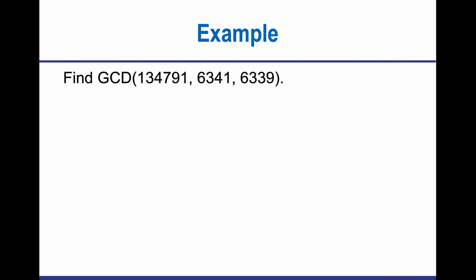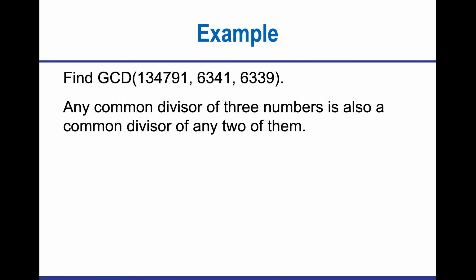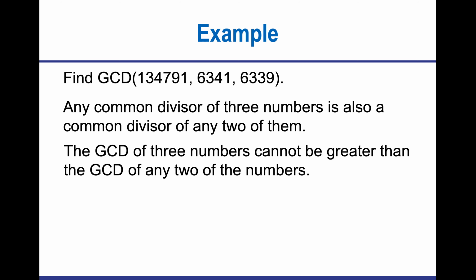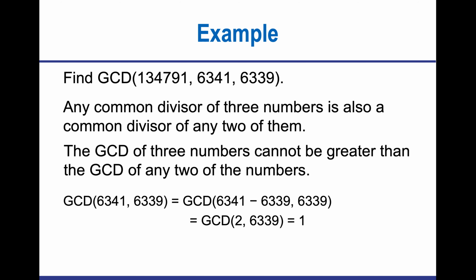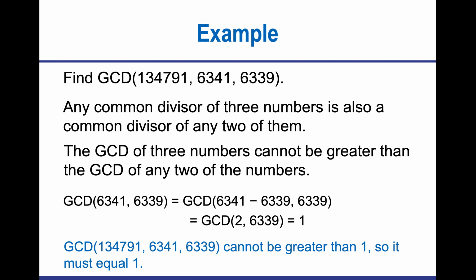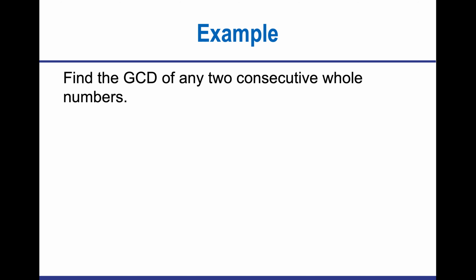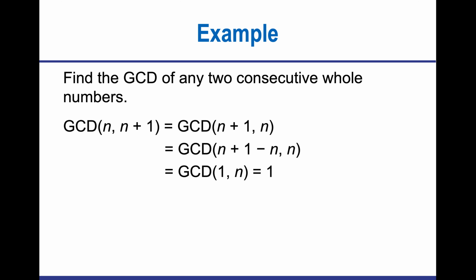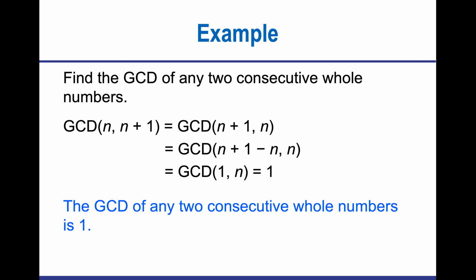So here's another example to find the greatest common divisor. Any common divisor of the three numbers is also a common divisor of any two of them. So the greatest common divisor of the three numbers can't be bigger than that of any two of them. If I look at this, it cannot be greater than 1, so it must be equal to 1 because I don't have any common factors. The greatest common divisor of any two consecutive whole numbers, like 67, 68, would be 1, always.